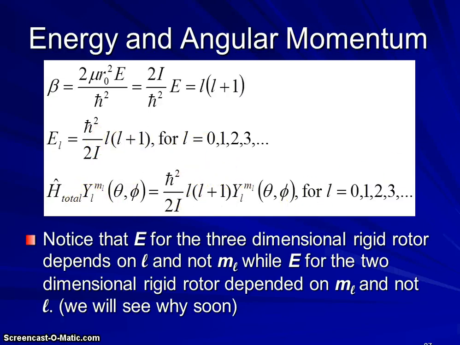So notice that the two-dimensional rigid rotor's energy depended on m sub L and not L, but the three-dimensional rigid rotor's energy depends on L and not m sub L. And we'll talk about why as we develop more and more of the mathematics here.